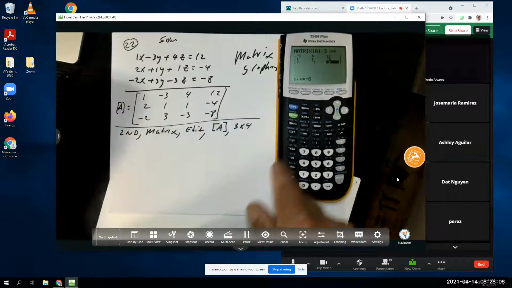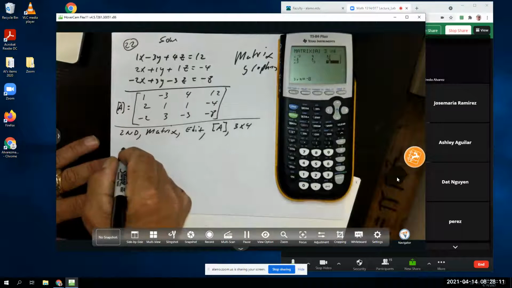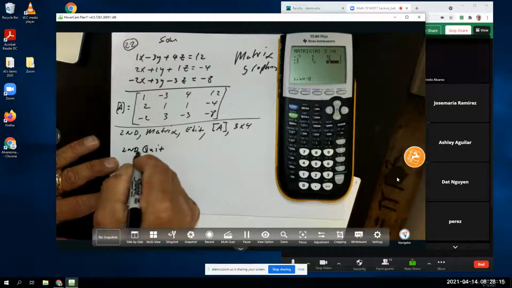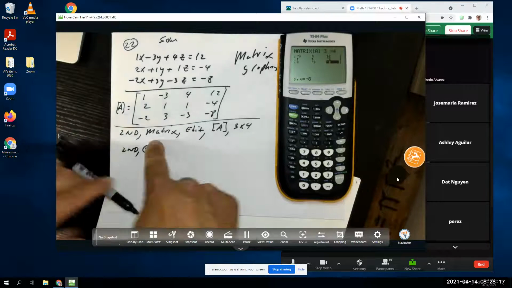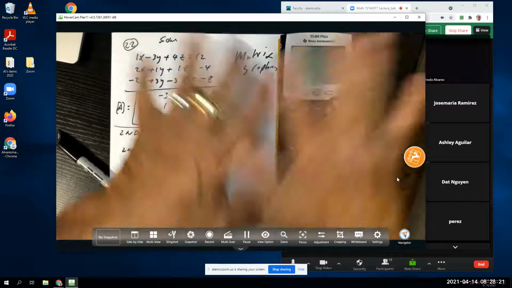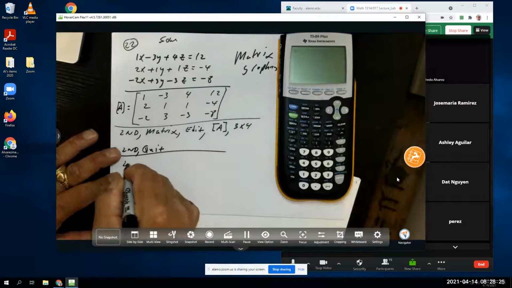So now you're going to put second, quit. Let me write it down. Second, quit. Once I put all the numbers in, I put second and quit. So there's nothing on my screen. Now, to make sure I didn't mess it up, I'm going to do this.